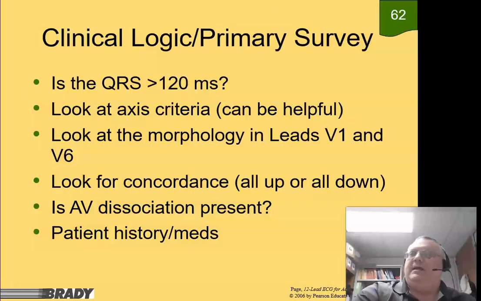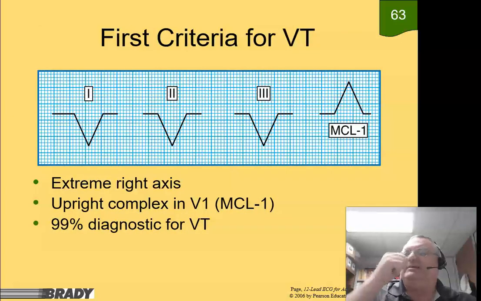So again, if the QRS is wider than 120, look at the axis criteria. Matter of fact, that's kind of the first thing that I do if I have a 12 lead, is look at the axis, okay? Because if I see that it's coming from no man's land, guess what? It's VTAC, all right? We're going to look at the morphology of V1 and V6, okay? We're going to look for concordance, and we're going to talk about what concordance is. And then, again, is AV dissociation present? And then, again, patient history and meds, definitely. If they've got a history of going into VTAC, well, we're going to think it is until further notice.